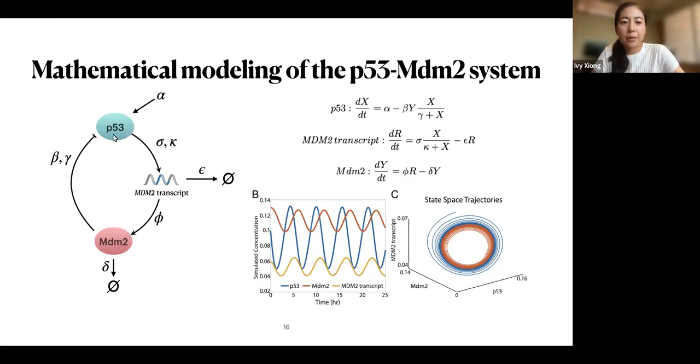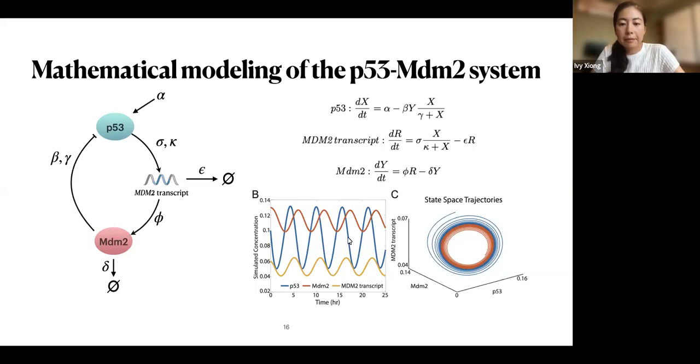For example, P53 is produced with a constant rate alpha and degraded through binding to MDM2 with a Hill function. MDM2 transcription is induced by P53 through a Hill function again, and is degraded linearly. And the protein of MDM2 is produced proportional to the transcript level and decays linearly.